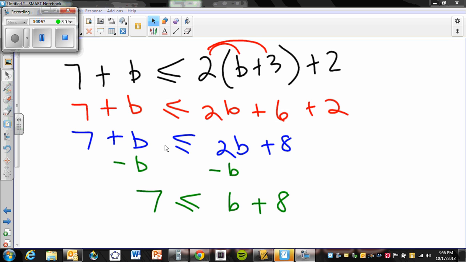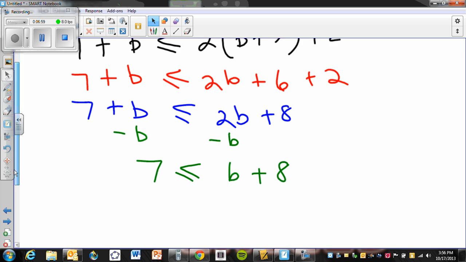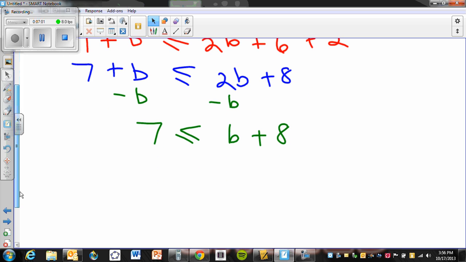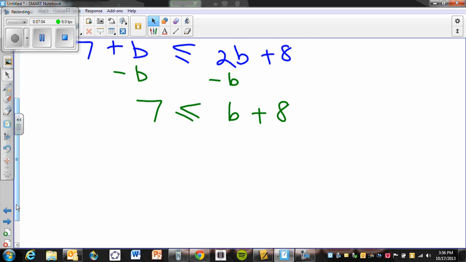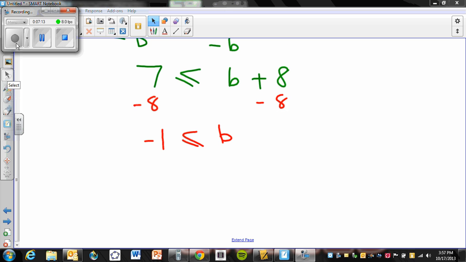So now we just have a one-step equation. Let me scroll down a little bit. Now we just have a one-step equation. We've got to get this b by itself. Let's move the 8 to the other side using subtraction. Subtract 8 on both sides. Negative 1 is less than or equal to b. We found out what b is.